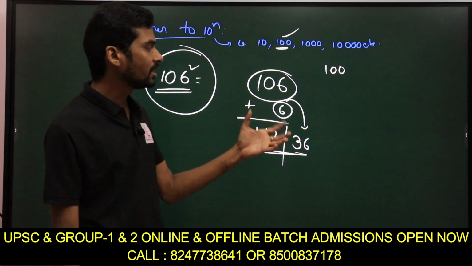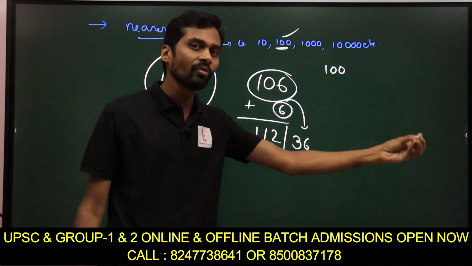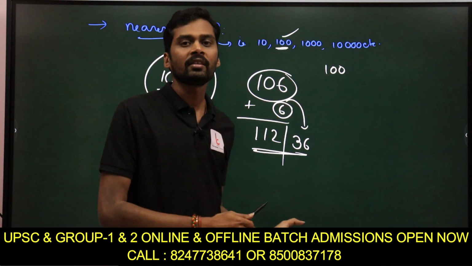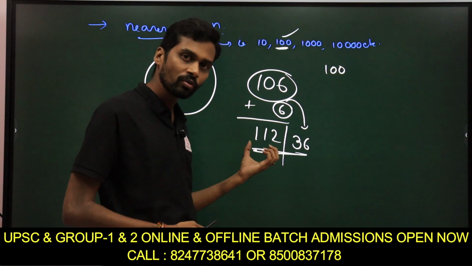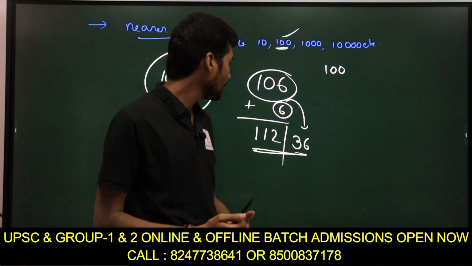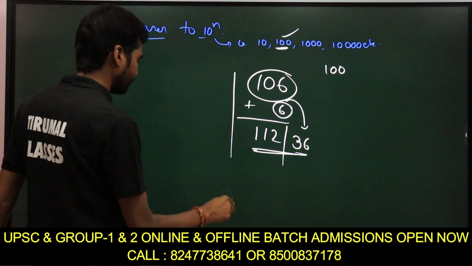Is it clear? We have the number 106. Immediately think, 106 is nearer to which base number? 100. How much is it more than 100? 6. 106 plus 6 is 112. So first you add these two terms to get 112, and then simply square the 6. 6 square is 36. Let's go for another number.